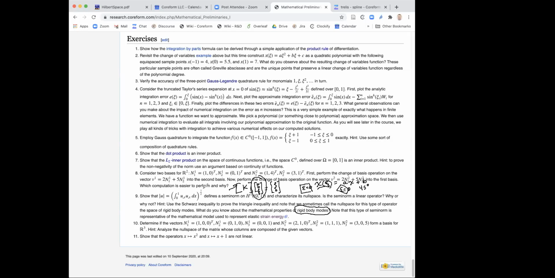Now this right here, this H1 semi-norm, this semi-norm is equivalent to what we call strain energy. Do you see this? This is nothing more than epsilon squared, strain squared. It's the derivative of u. But what's the problem here?